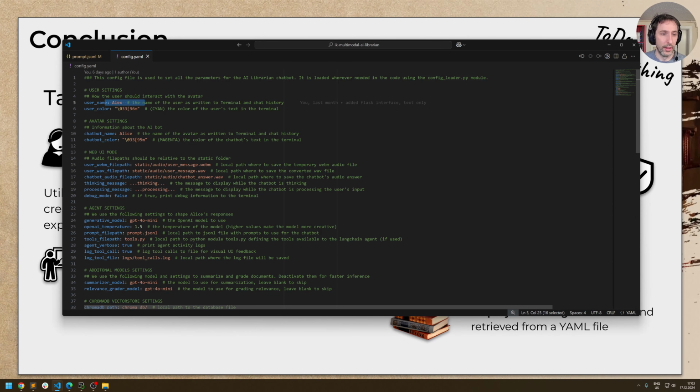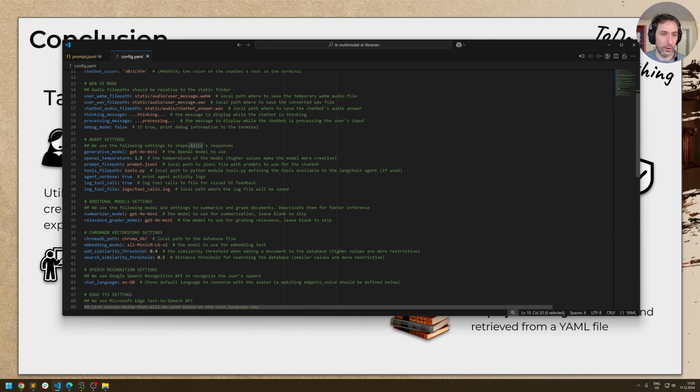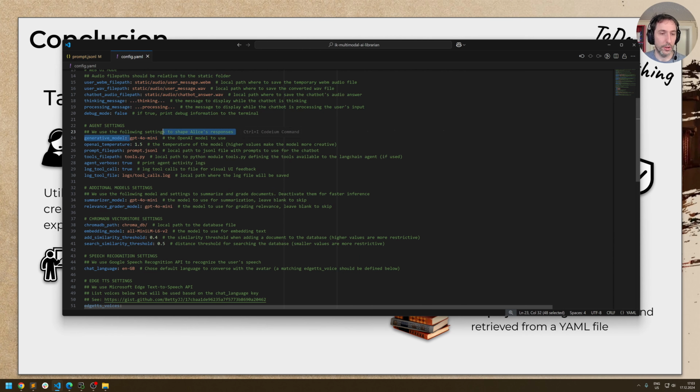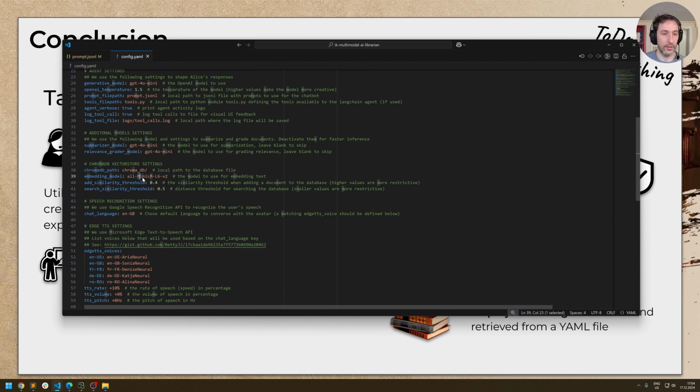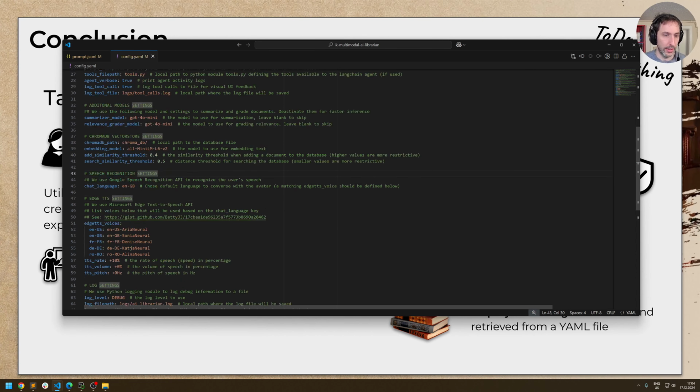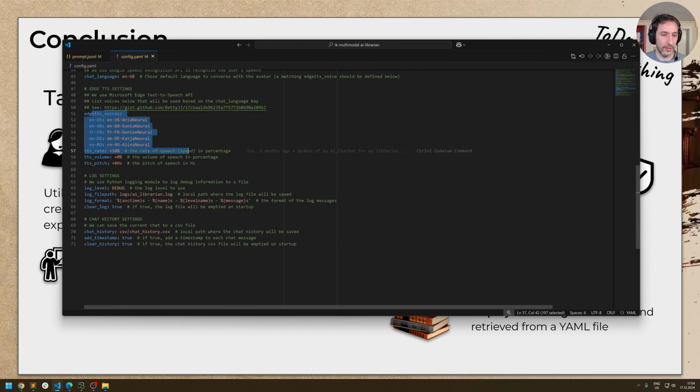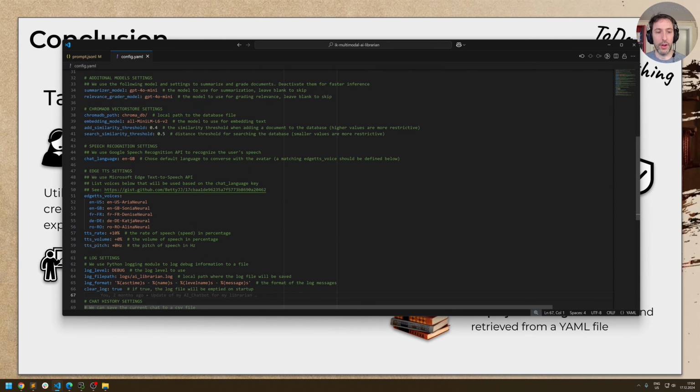Inside I can define my chatbot name, some colors, some paths, the main model I'm using, and the temperature, my summarizer, my relevance grader, my database information, embedding model, the HTTPS voices, and some logging and chat history settings. So it's very handy to have everything in one file, and it's not just fast to reach and modify, it also allows you to create templates, to have different YAML files for different use cases and load them very fast.